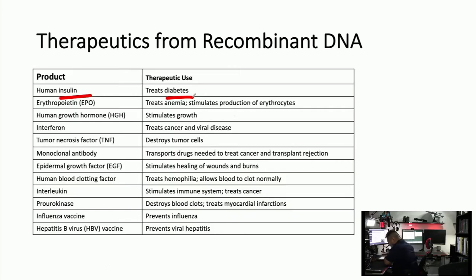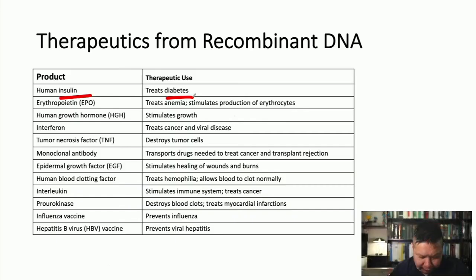There's EPO, which is erythropoietin. I have never heard of that before, but it treats anemia. There's HGH, human growth hormone. There's interferon, which treats cancer and viral diseases. All these are drugs that come from recombinant DNA, right? There's tumor necrosis factor, which destroys tumor cells. Antibodies, right? Antibodies transport drugs that are needed to treat cancer.